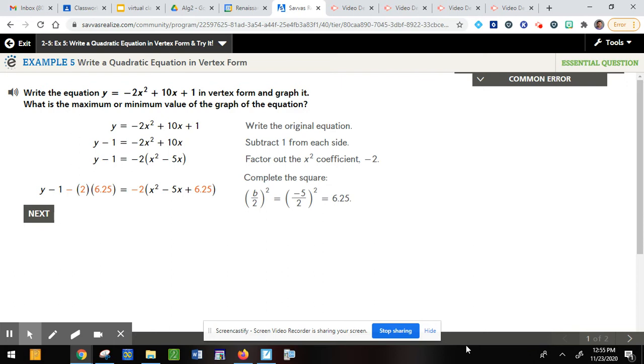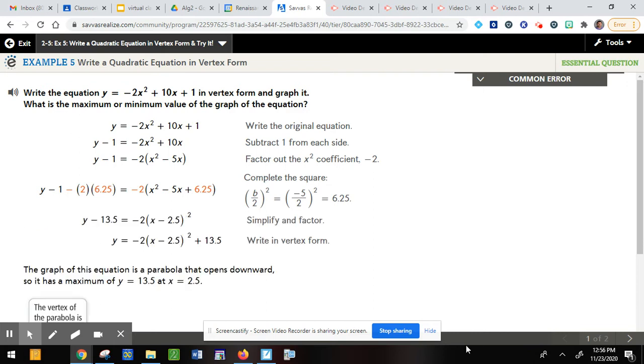However, when you're adding it inside the parentheses, that negative 2 is also multiplying the 6.25. So that's why you need to include that when you balance out the equation on the left side. You simplify that out on the right side, and that'll all balance out to negative 13.5. The x minus 2.5 squared is just going to stay that way, since x squared minus 5x plus 6.25 will factor into x minus 2.5 squared. And then you add the 13.5 to the other side.